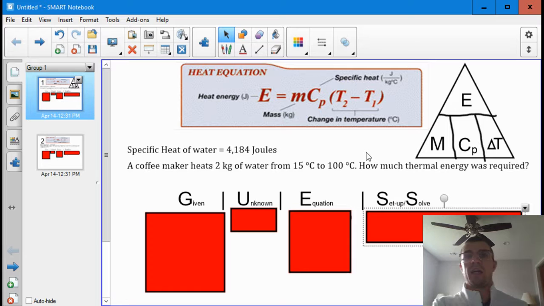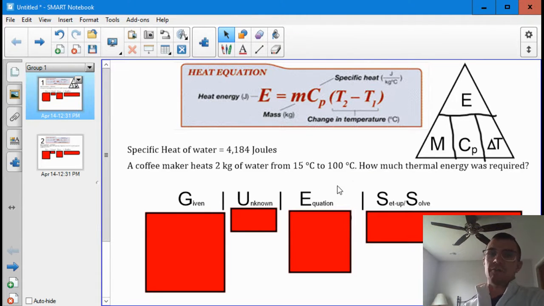The question that I have listed here says a coffee maker heats 2 kilograms of water from 15 degrees Celsius to 100 degrees Celsius. It's boiling. How much thermal energy was required to do that? So I set up my GUESS method. I currently have things covered up so that we can go through them one at a time and you can see what we're doing here.